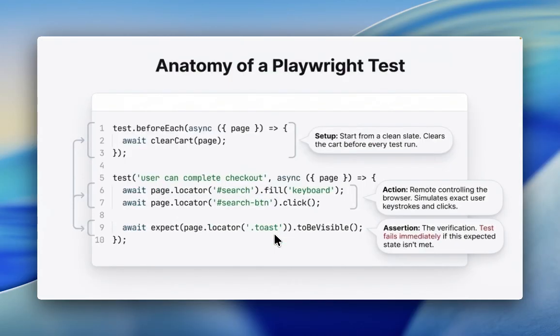Anatomy of a Playwright test. Setup: start from a clean state, clear the cart before every test runs. Action: remote control the browser, simulating exact user keystrokes and clicks. Then verification: tests fail immediately if the expected state isn't met. test.beforeEach(async ({page}) => await clearCart(page)); test('user can complete checkout', async ...) await page.locator(searchInput).fill(keyword); await page.locator(searchBtn).click(); await expect(page.locator(toast)).toBeVisible().